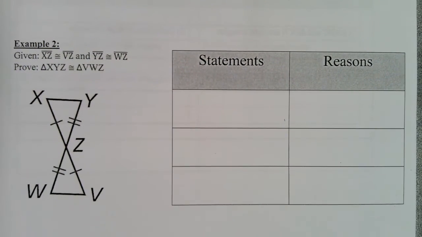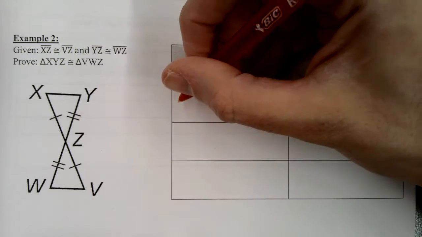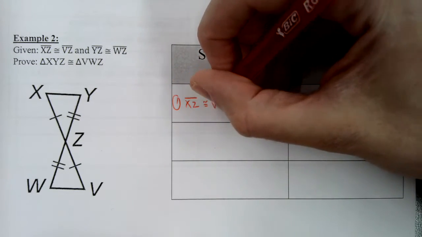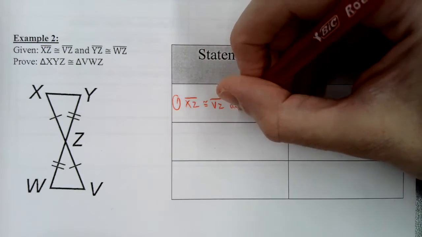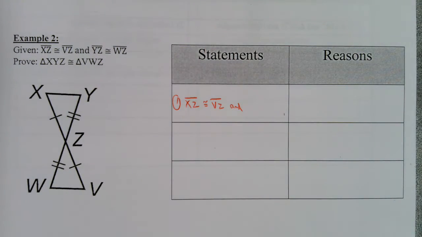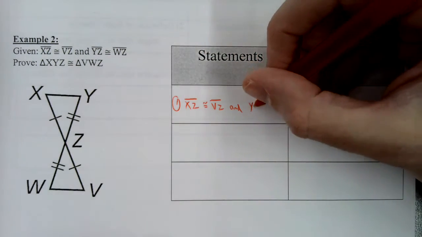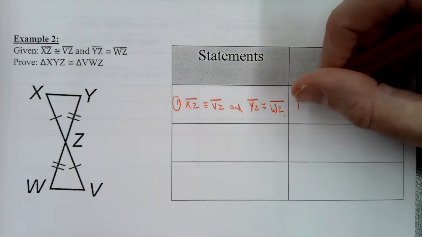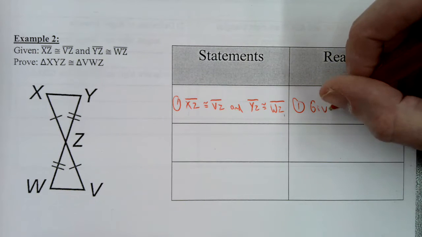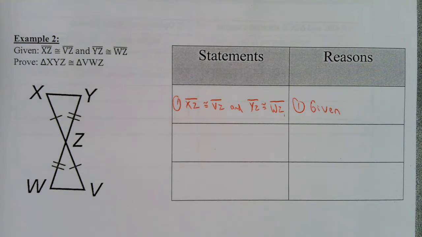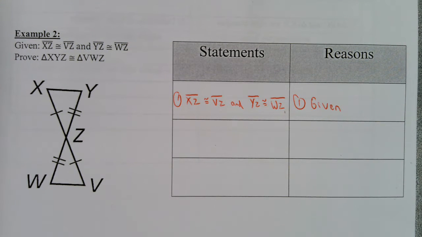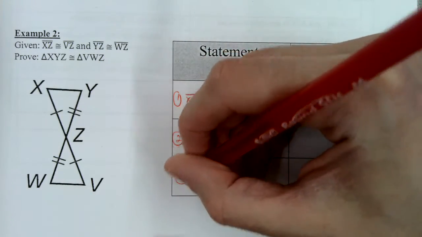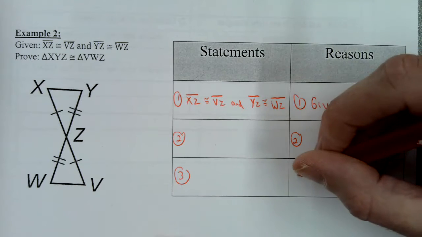Number 2, given that XZ is congruent to VZ, and that's already labeled for you, good. And YZ is congruent to WZ, and that's also already labeled for you. If it's not labeled, just make sure you label it yourself. That reason is given.